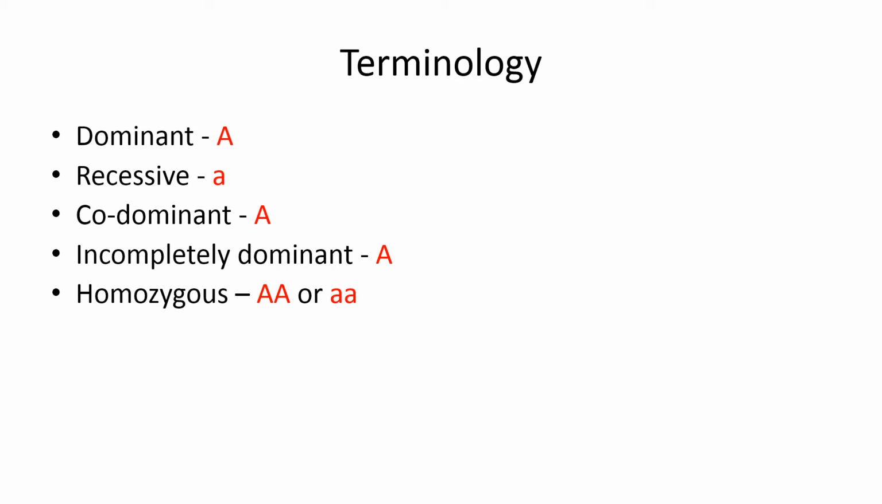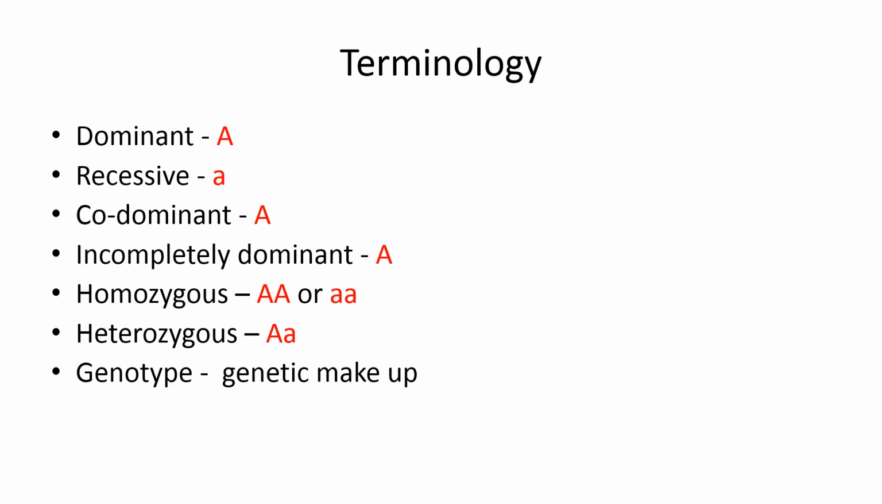Homozygous refers to the condition where both of the alleles in an offspring are the same. This could be two dominant or two recessive. Heterozygous refers to the condition where both of the alleles in an offspring are different. For example, capital A, small a.